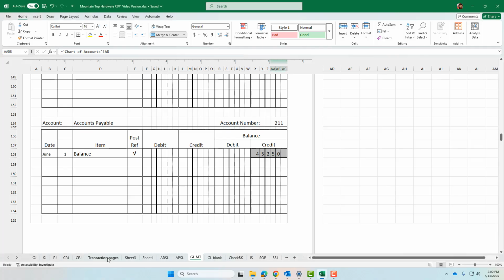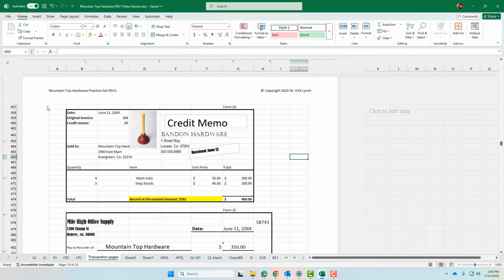And so in your transactions, you might see something similar to this. This is a credit memo from a company called Hardware. And we had bought some stuff from them, and we're sending back 4 wash tubs and 5 step stools for a total of $400. However, they offered us a discount, and we recorded this transaction at a discounted amount originally, and so we need to record this return at the discounted amount, which in this case is $392.